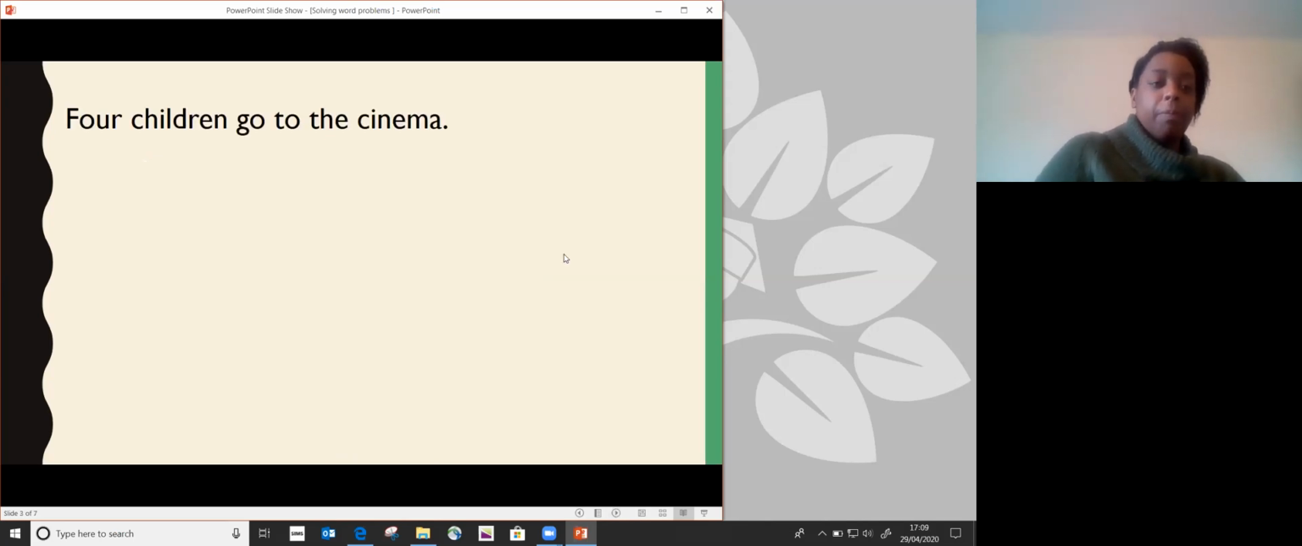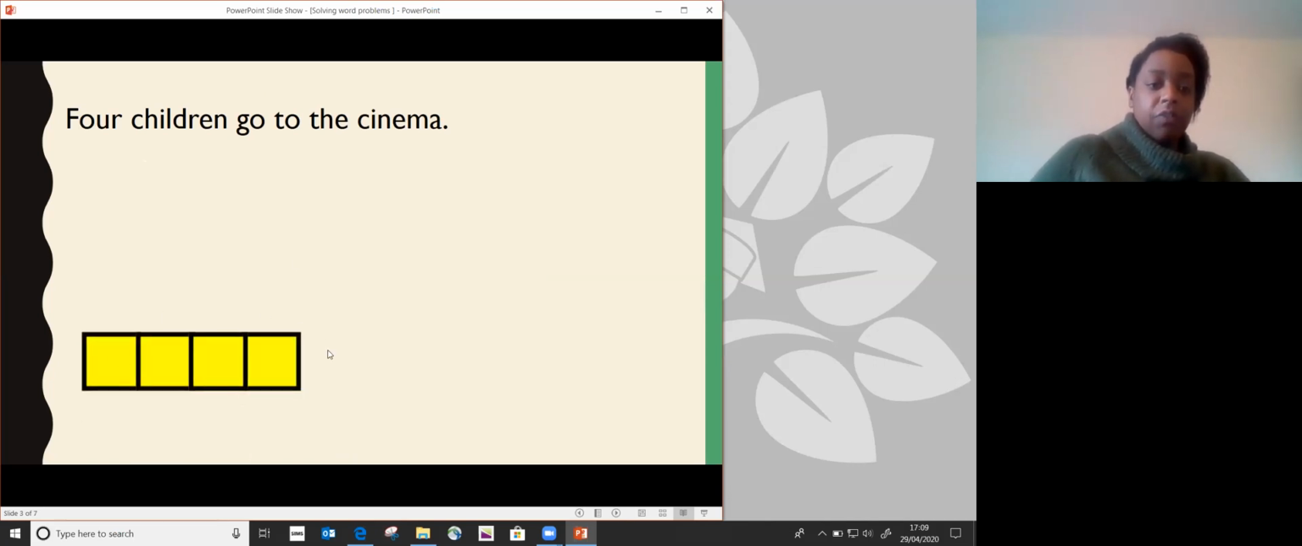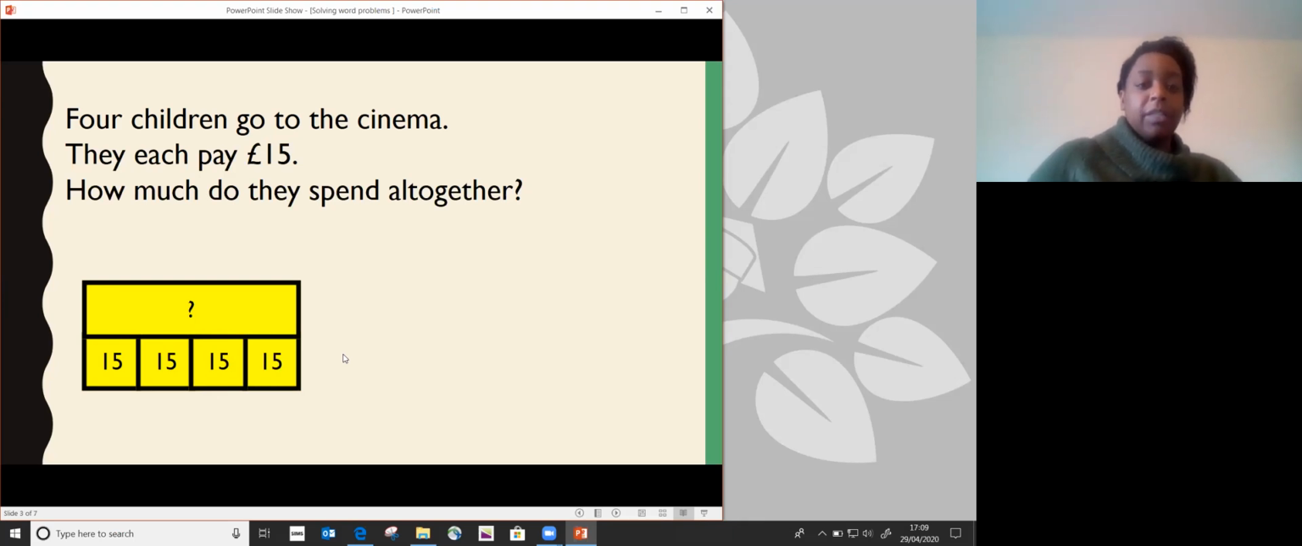So let's say our problem starts with 4 children going to the cinema, and I'm going to use these boxes to represent each of the 4 children. So we have 1, 2, 3, 4. And we're told that they each pay £15. So we've got £15 each child pays to go to the cinema. Now the question is how much they spend altogether.